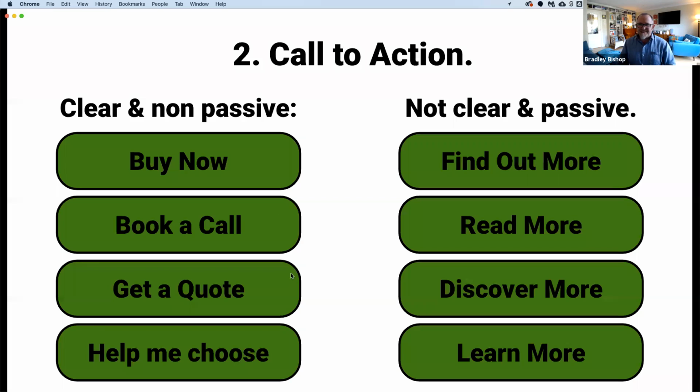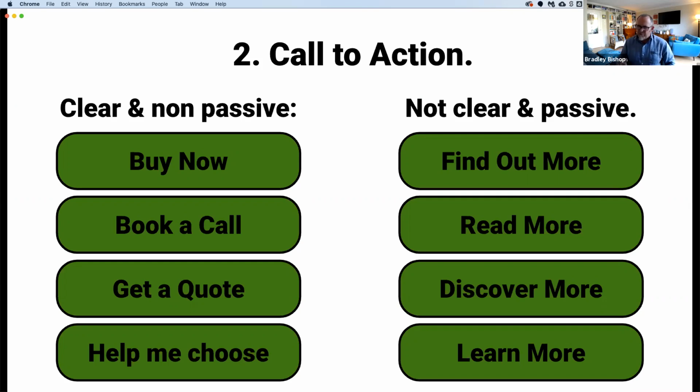The next thing that you need to do is make sure that there is a clear call to action on your website. You need to make sure that people understand what you want them to do to take the next step in order to either buy something from you or engage your services. And it's clear to make your call to action clear and not passive, right? So you want buy now, not find out more. You want book a call, get a quote, help me choose.